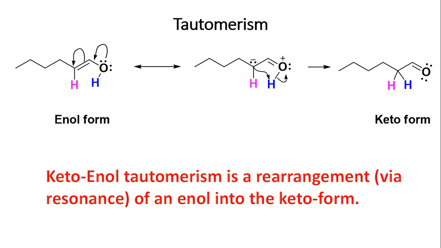So I go from the enol to the keto form, and this keto-enol tautomerism falls under the category of a rearrangement, right? And it rearranges through resonance, and it gives me the keto form, which is more stable, right? So when you look at the overall reaction of hydroboration oxidation, the final product is a carbonyl. It's not an alcohol. The alcohol is more of an intermediate than it is the final product. So it's a little bit different when you do hydroboration on an alkene, right? There's a little bit of a difference.